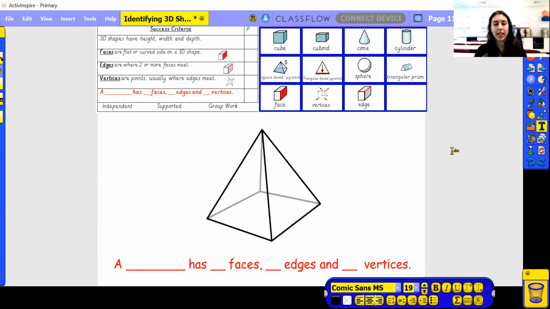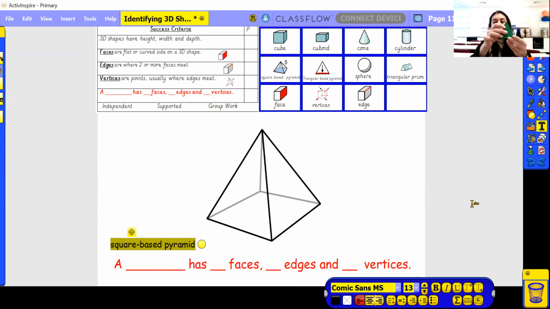Oh, shapes are getting trickier now. Can you identify the shape from our word map? Well done if you said that it is a square-based pyramid. And you say that one, it's quite a long one. Square-based pyramid. Lovely. So a square-based pyramid has, let me show you my square-based pyramid.